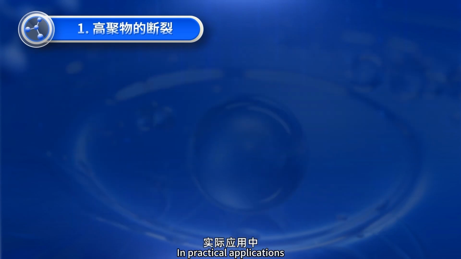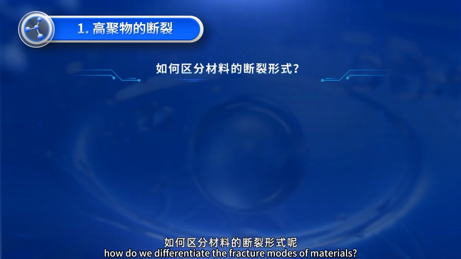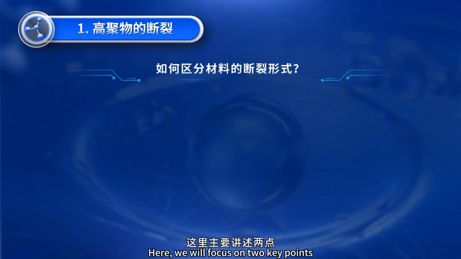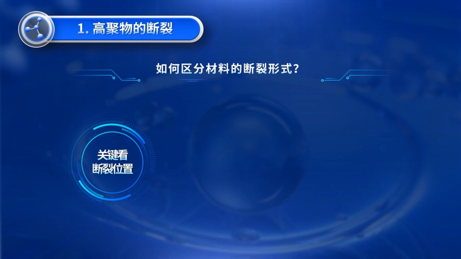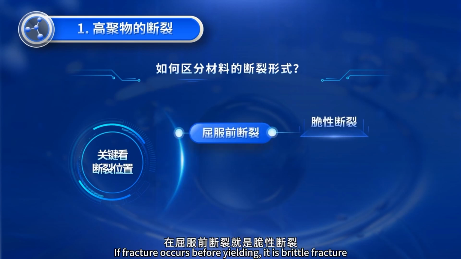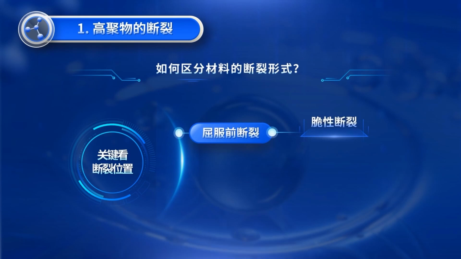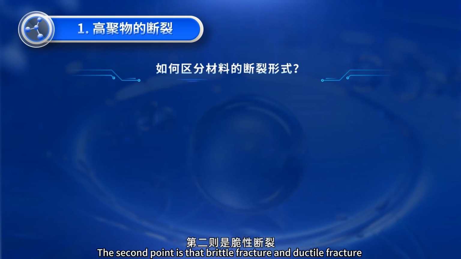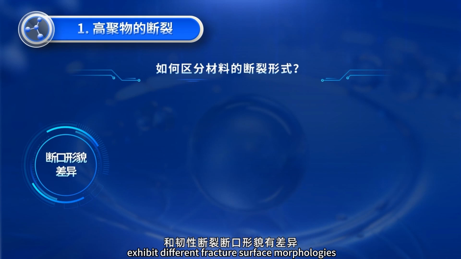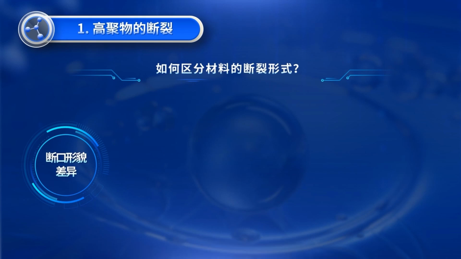In practical applications, how do we differentiate the fracture modes of materials? Here, we will focus on two key points. The first is to examine the location of the fracture. If fracture occurs before yielding, it is brittle fracture. If fracture occurs after yielding, it is ductile fracture. The second point is that brittle fracture and ductile fracture exhibit different fracture surface morphologies.